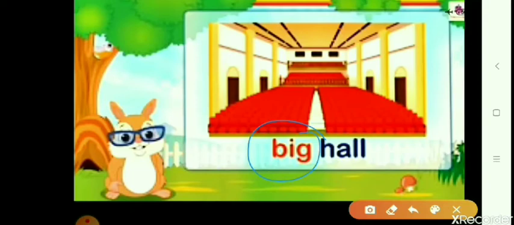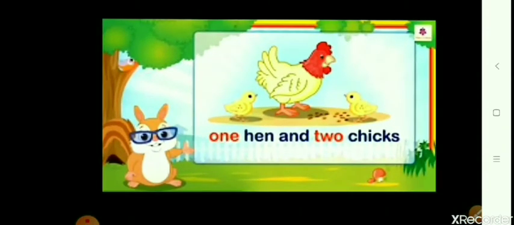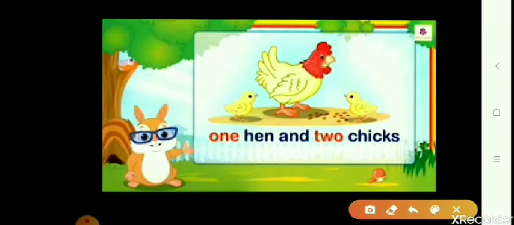Hall is big. Then we have a picture of one hen and two chicks. One hen and two chicks. So these two words are describing words. How many hens are there? One. How many chicks are there? Two. So these are describing words.